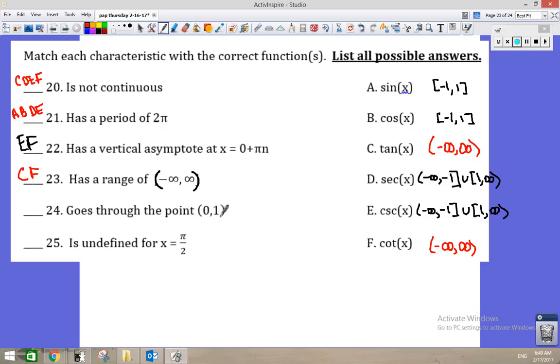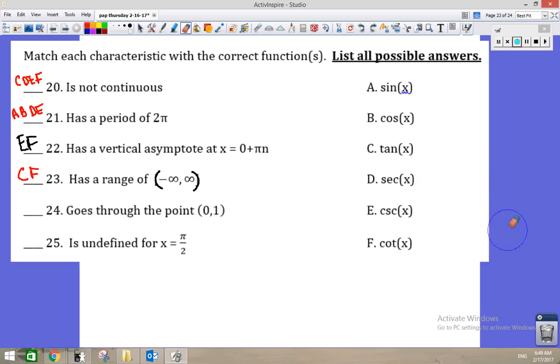Goes through the point 0, 1. Well, definitely cosine does, because remember, sine goes through the origin, but for cosine, when x is 0, y is 1. We've got it as its starting point. So I'm interested in graphs that go through this point.